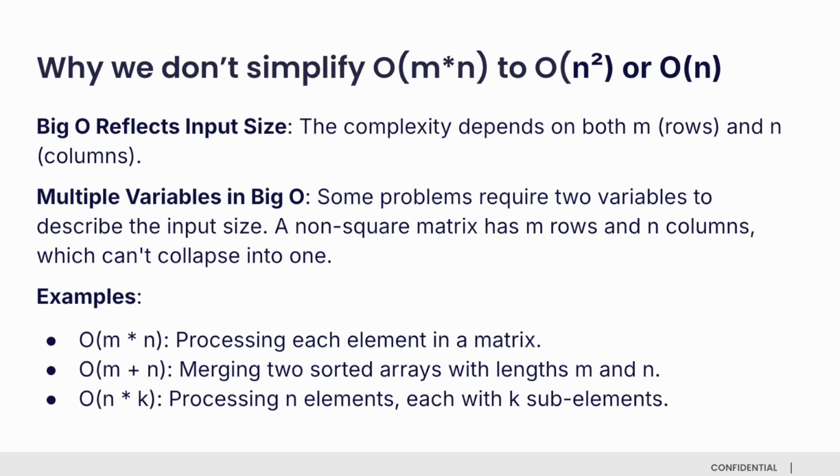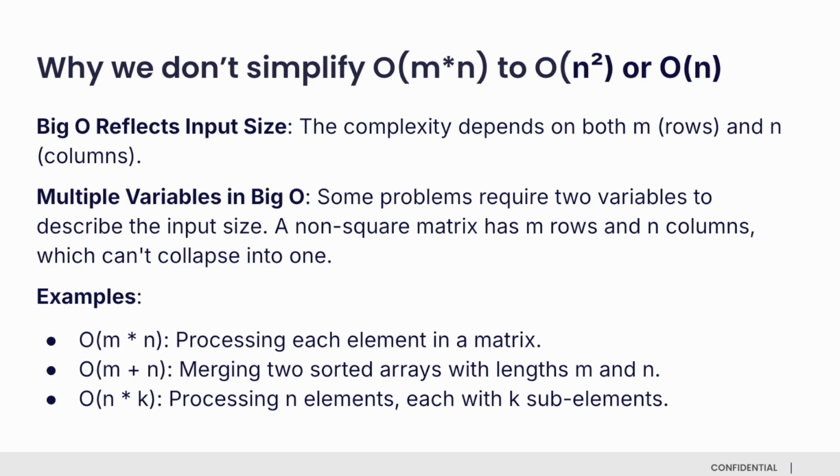There are some situations like this one with a matrix where the problem involves multiple independent inputs, and we have to keep both of those variables in to accurately describe the complexity. For instance, if in an m times n matrix, we collapsed that into a single variable, we'd be ignoring the fact that the number of rows, m, and the number of columns, n, can vary independently.